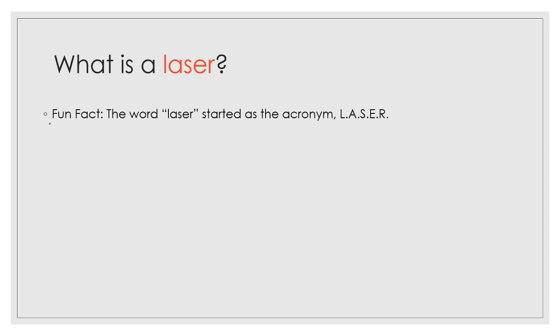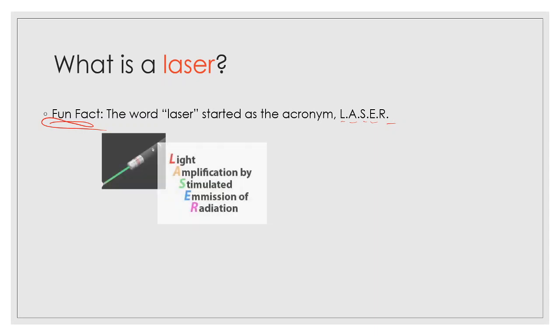We're going to start with a quick fun fact. First of all, you may or may not have known this. The word laser actually started as an acronym, L-A-S-E-R. What that stood for is light amplification by stimulated emission of radiation. Now, you don't have to know all those words. It's a lot of big fancy science words. I'm not going to ask you to remember all of them. It's just fun to know that laser is one of these words that actually started as an acronym.